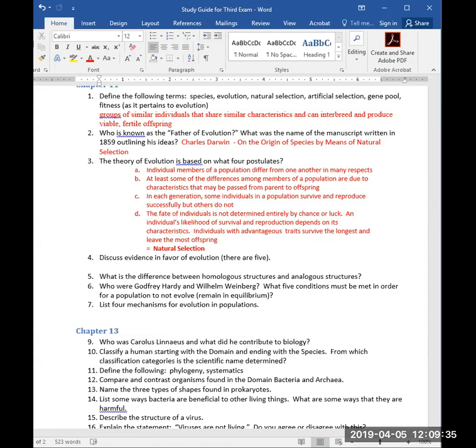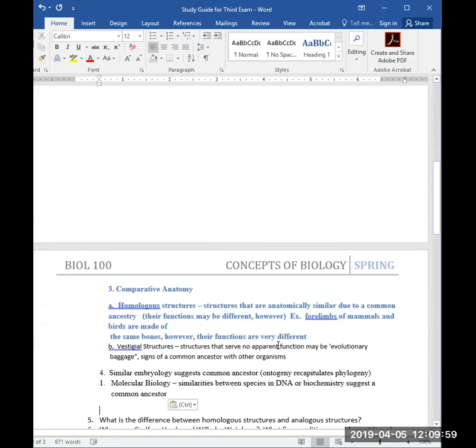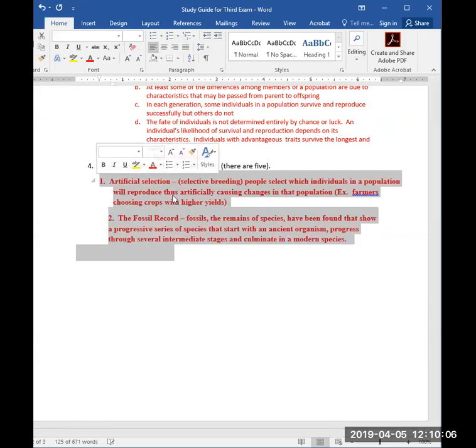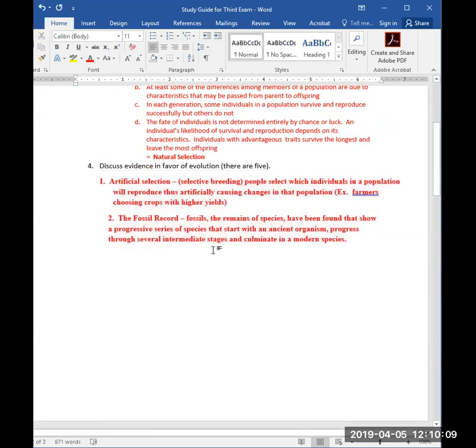Oh, the embryology. So development: if we look at the development of embryos and fetuses, we see that the early stages of development between very different organisms look very similar in the embryology or the development. So these are all evidences of evolution.